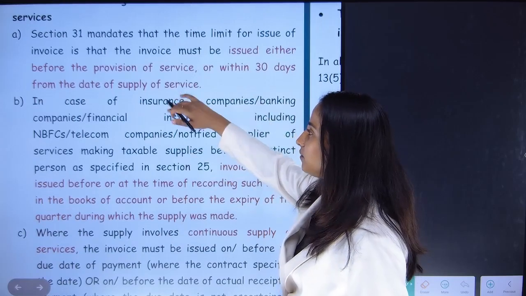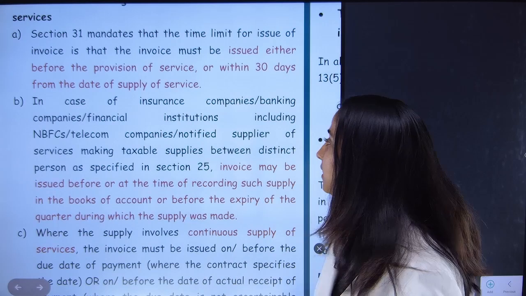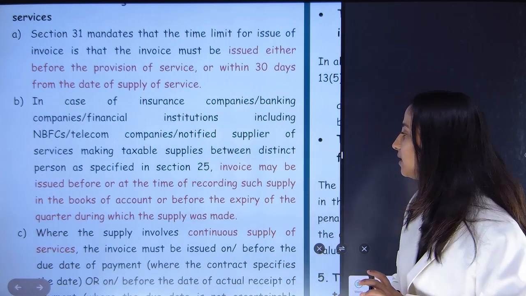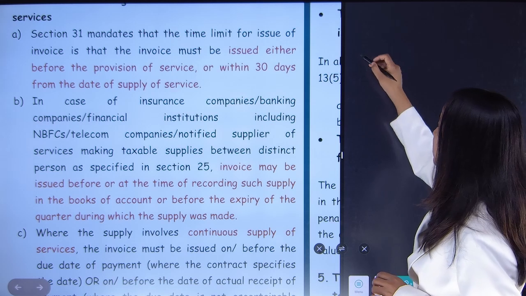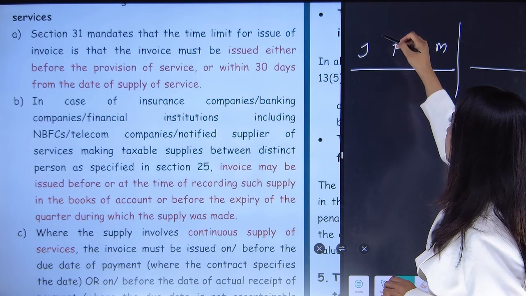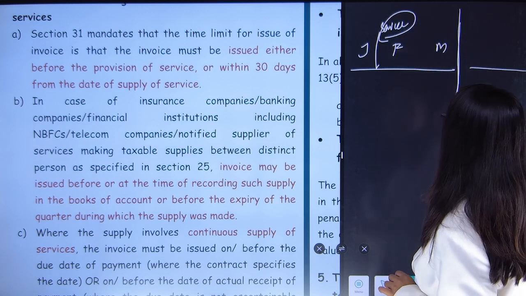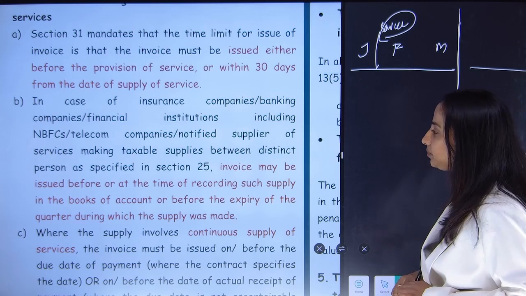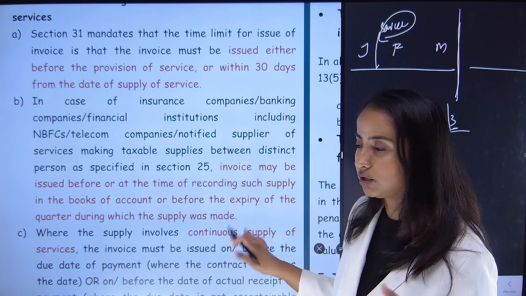Now, section 31, we saw these two dates. Date of provision, I gave the service, within 30 days I have to receive. Okay. Next, in case of insurance, banking, NBFC, telecom, all this, invoice is issued at the time of recording such supply in the books of accounts or expiry of the quarter in which the supply was made. Let's say this is January, February, March. This is the quarter, right? Then next 3 months. Let's say service was given somewhere here. So when should you raise the invoice? Within 31st March. Clear? Or whenever they are recording in their books of accounts, whenever they want it, earlier of the two.